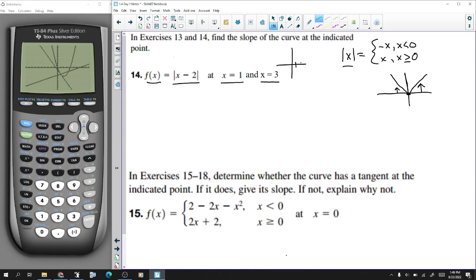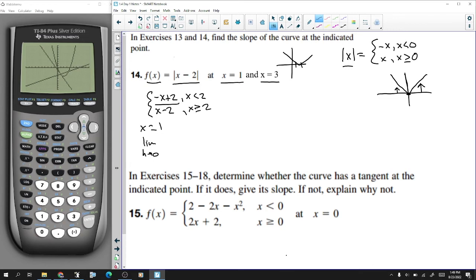Let's sketch it. Over here at 2, here is the V. So for this function, we want negative x plus 2 when x is less than 2. And we'll just do x minus 2 when x is greater than or equal to 2. So if we do x equals 1, that's less than 2. So we're actually using this equation right here.